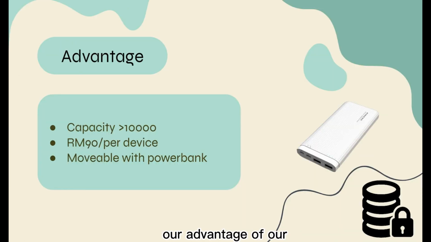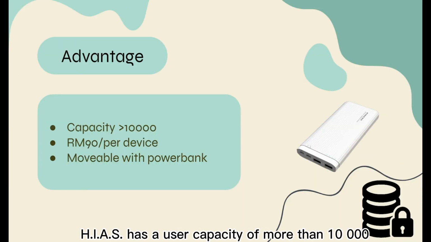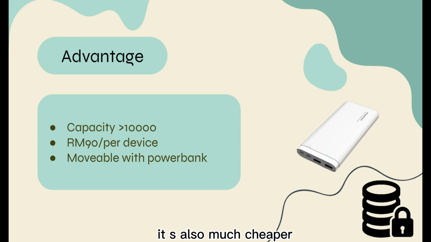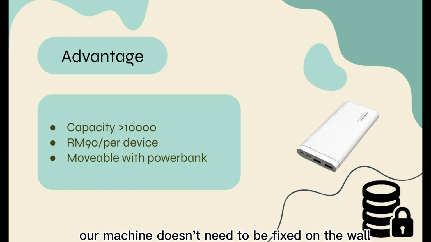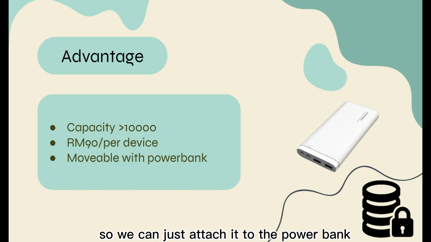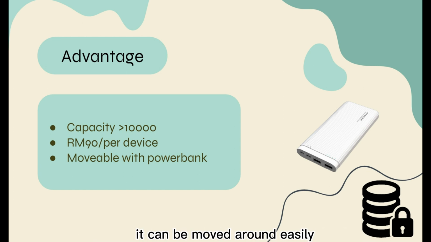Our advantage over other systems is that HIAS has a user capacity of more than 10,000. It is also much cheaper as it costs only around 19 per machine. Secondly, our machine does not need to be fixed on the wall, so we can just attach it to the power bank. It can be moved around easily.